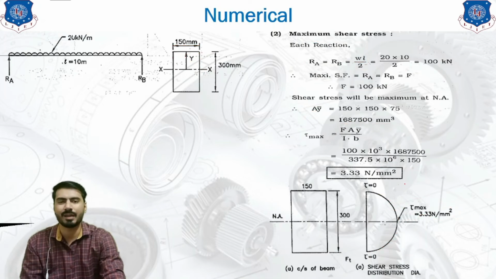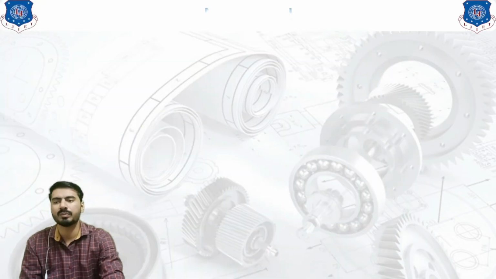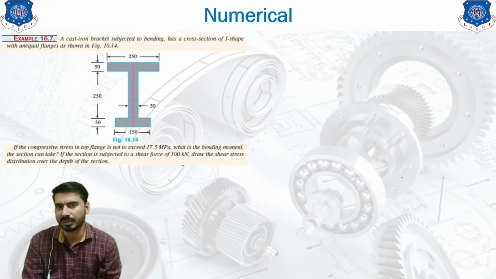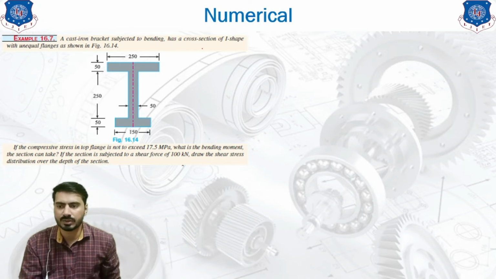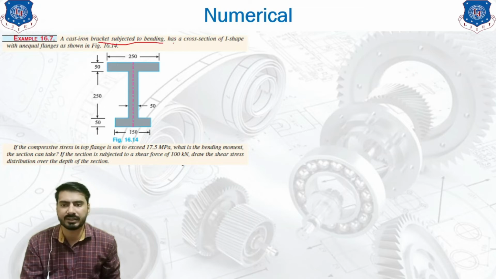This was the one type of example. Now we will move forward to another example where you will be required to calculate a lot of data. So let's get started with the data that is provided in our example. So first of all, a cast iron bracket subjected to bending. They have mentioned that there is a bracket which is subjected to bending, has the cross section shape of I shape with unequal flanges as shown in a figure.